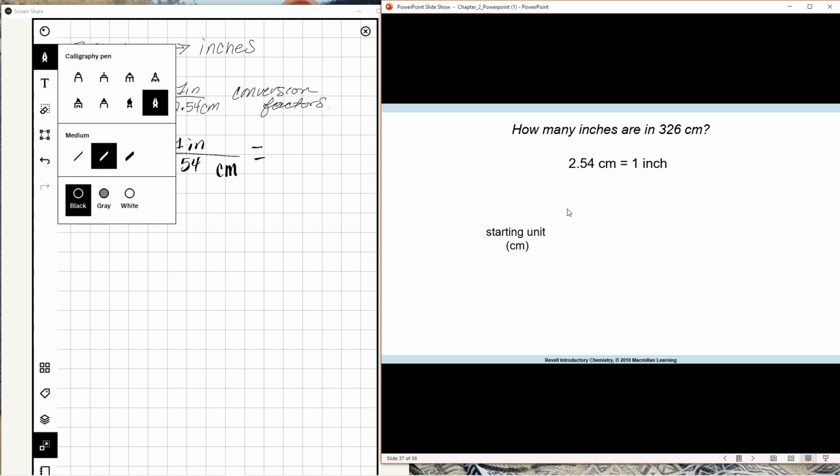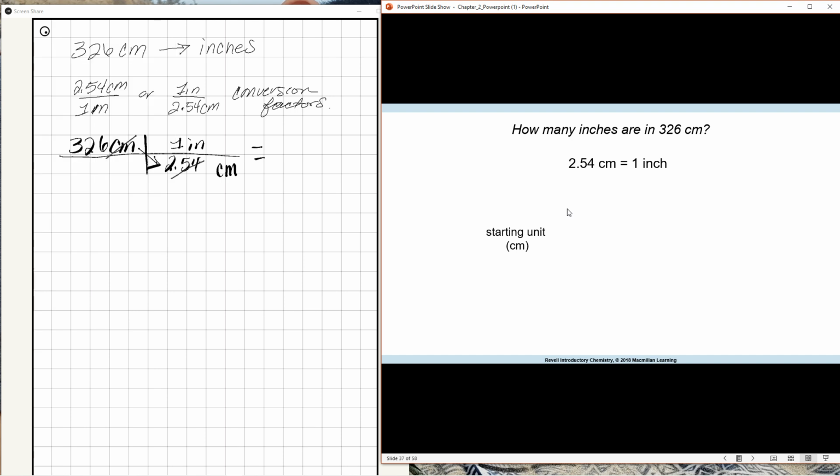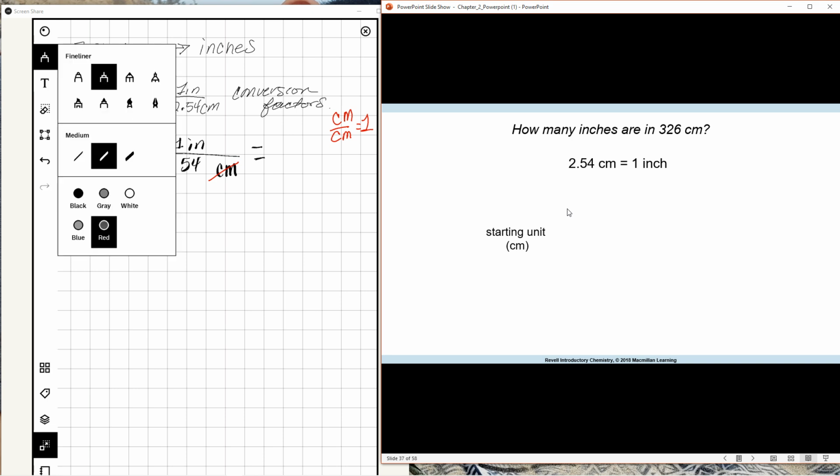Now that I have that down, I'm going to go ahead and cancel out the centimeters because I have one on top and one on the bottom. And if we recall, centimeters divided by centimeters is equal to 1. So they cancel out into the number 1. And anything multiplied by 1 is the same number. Anything divided by 1 is the same number. So now you don't even have to worry about it, right? That unit is now gone.